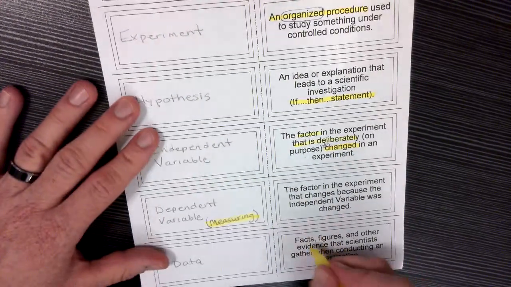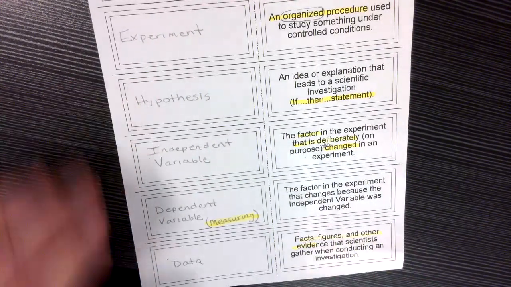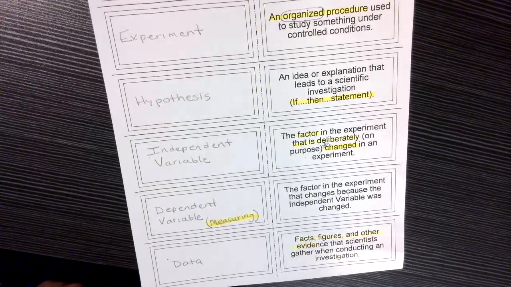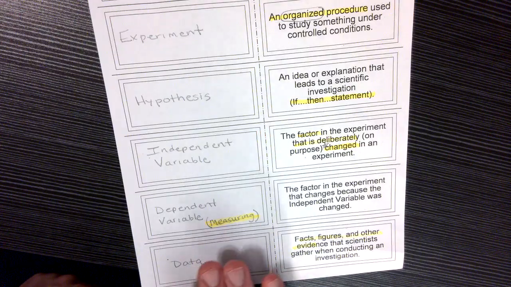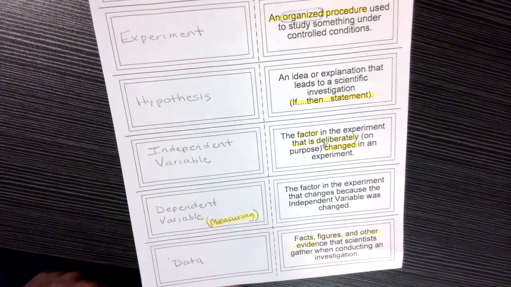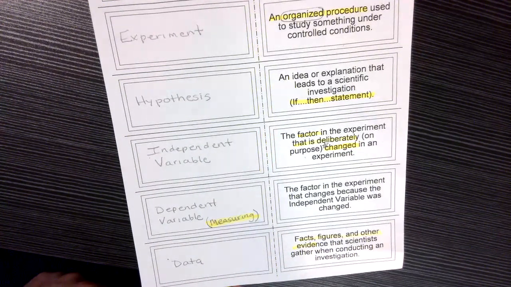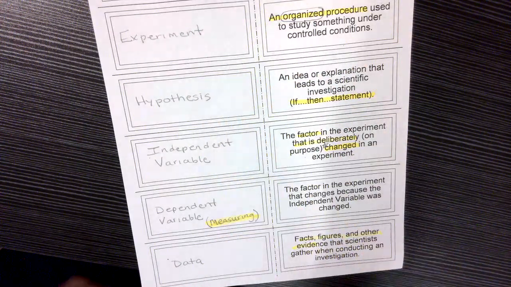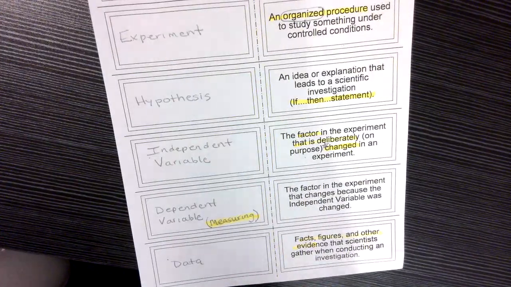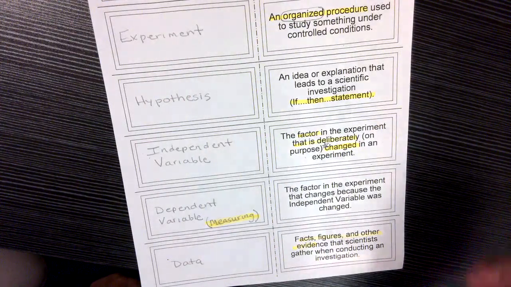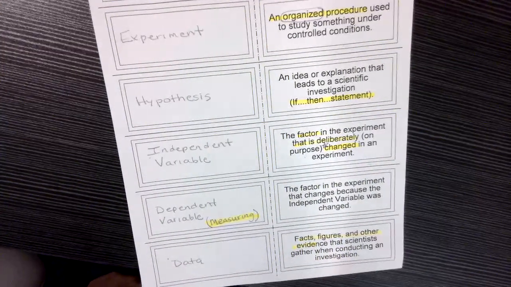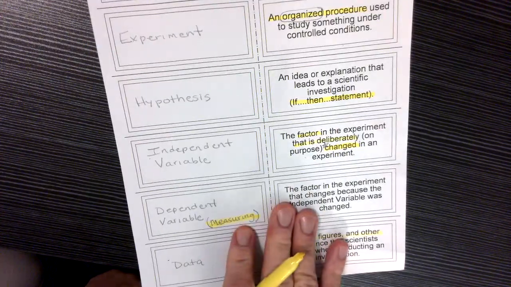Data obviously is facts, figures, and other evidence. And there's different types of data. We'll talk about that in just a second on the backside. Okay, very simple, easy definition. Again, if I'm going too fast, please make sure that you pause and get these words written down, and then highlight what you need to highlight. Okay, on back.